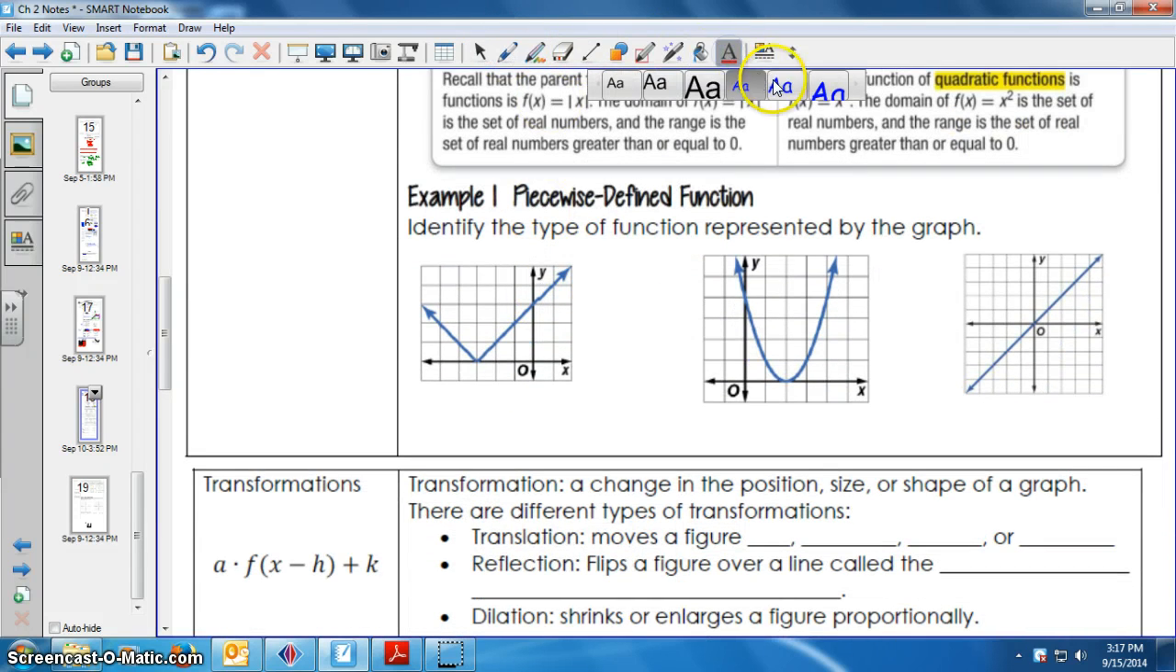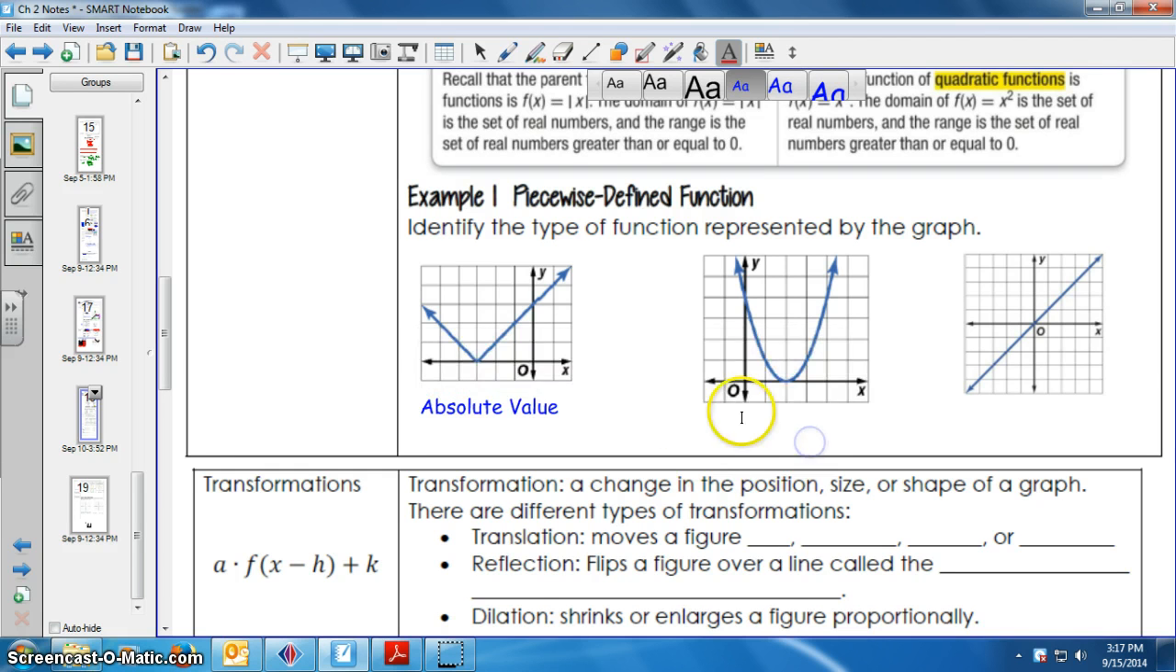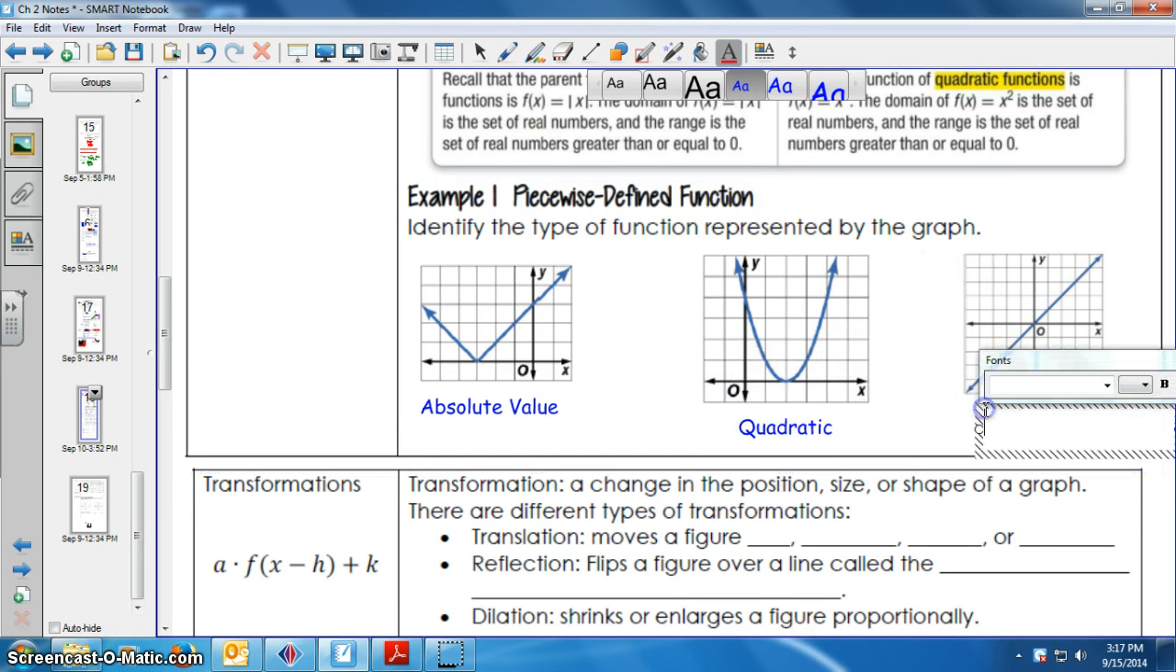So this first one is absolute value. So just kind of getting you to recognize the different shapes. The next one is quadratic, kind of a U shape. And then the last one there would be linear or identity.